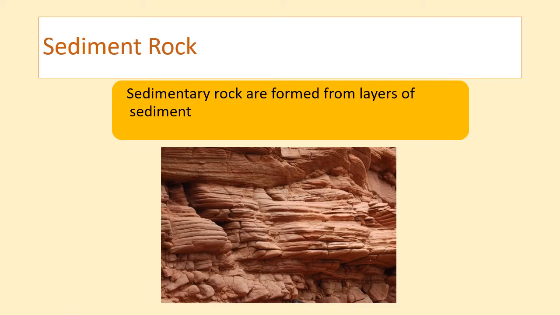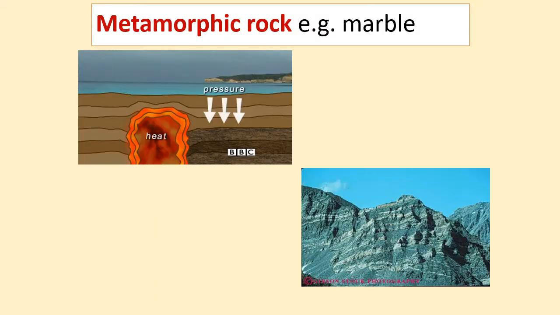So, to summarize, sedimentary rocks are formed from layers of sediment, and those layers of sediment undergo a process called cementation, which fuses them together. And finally, we're going to look at metamorphic rocks. Metamorphic rocks are things like marble.